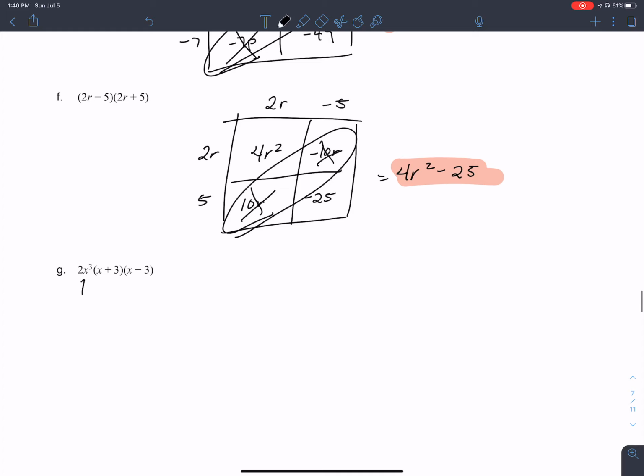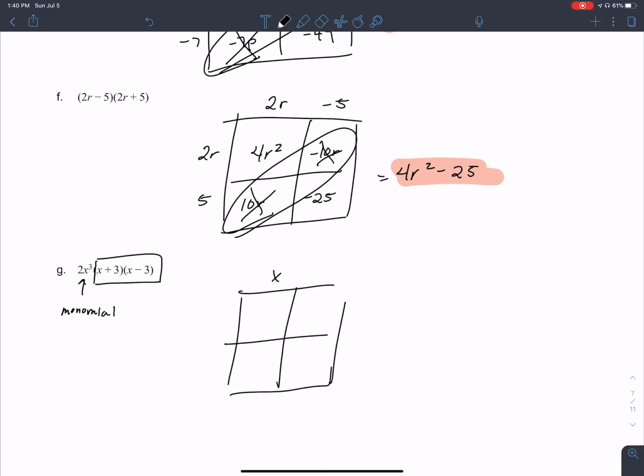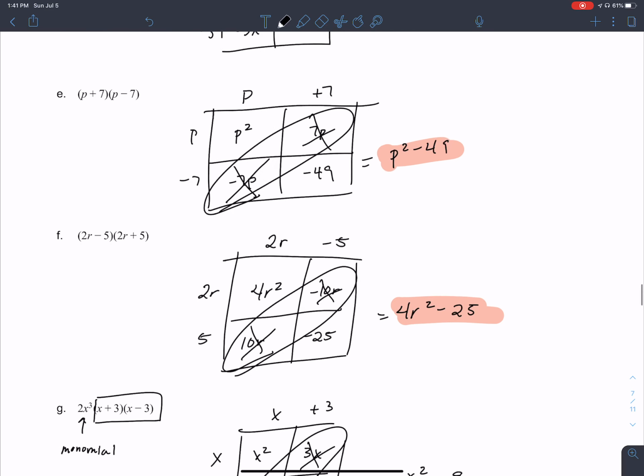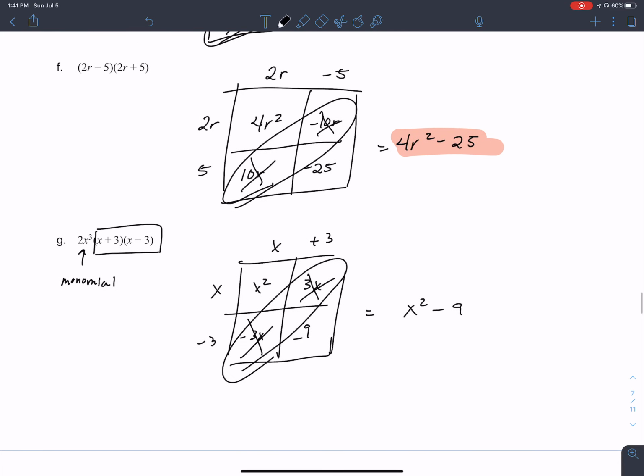Okay, now if I have a monomial, I save that for last. I box it up first. (x + 3)(x - 3): x squared, 3x, -3x, -9. I get x squared plus, it's definitely a negative 9, x squared minus 9. So if you notice, you always get a minus whenever you're doing what's called the difference of squares, but we'll learn that in the next 3 sections when we do factoring.